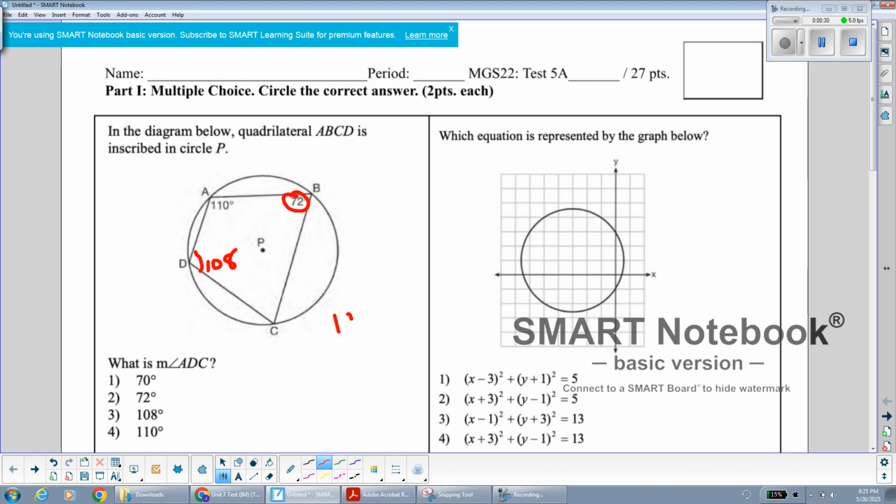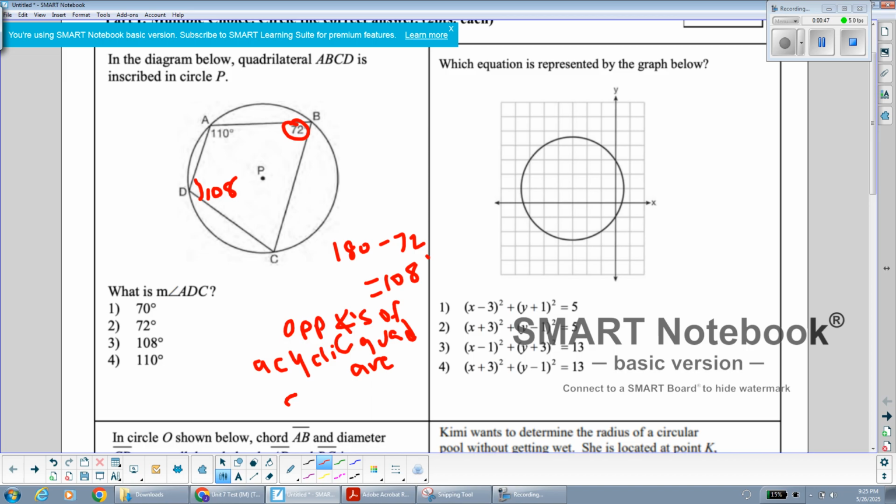And I'm going to write that down. 180 minus 72 equals 108 degrees. Opposite angles of a cyclic quadrilateral are supplementary.